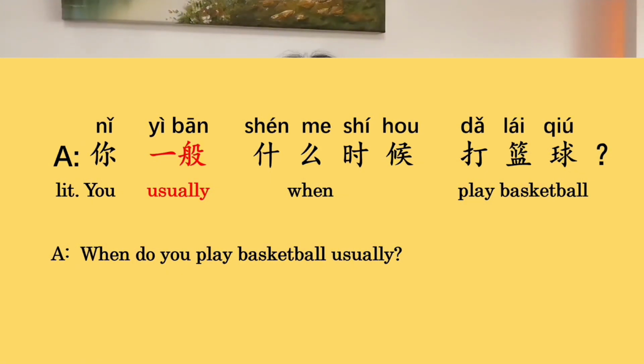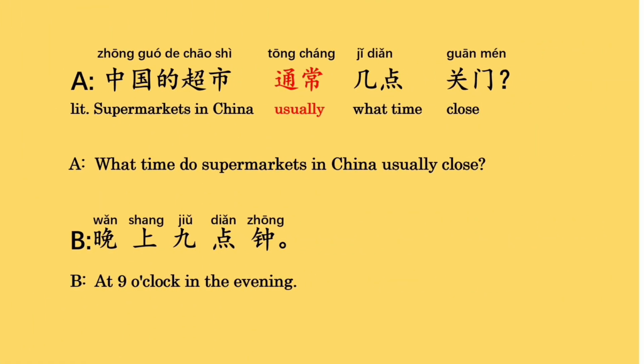when, 打篮球 play basketball. When do you play basketball usually? 中国的超市通常几点关门？中国的超市 supermarkets in China, 通常 usually, 几点 what time, 关门 close. What time do supermarkets in China usually close? 晚上9点钟, at 9 o'clock in the evening.